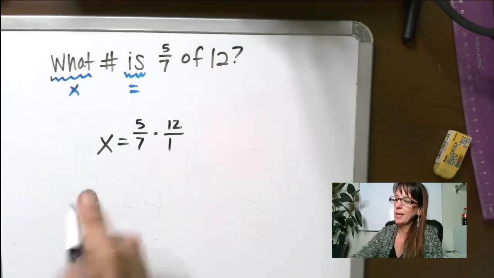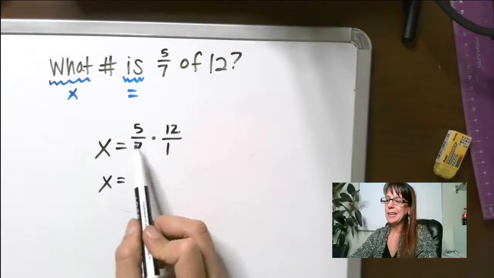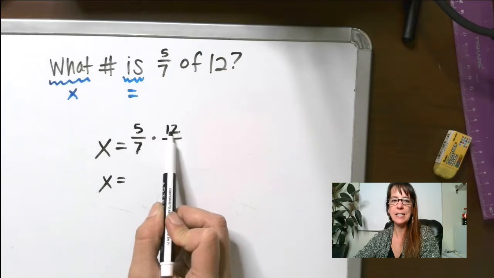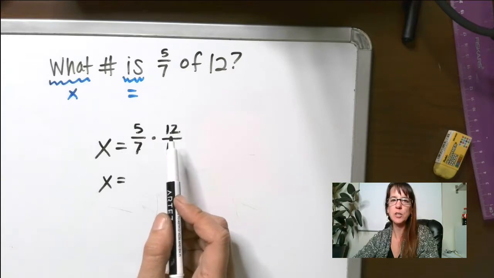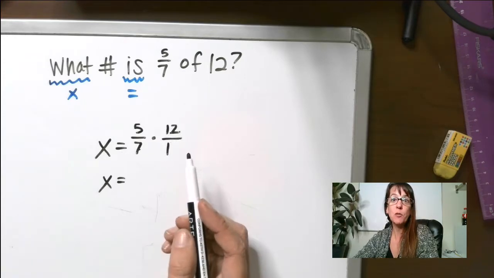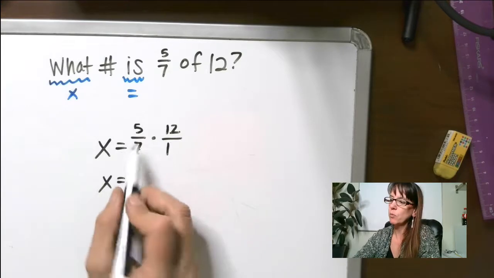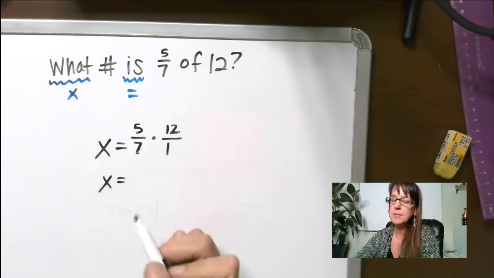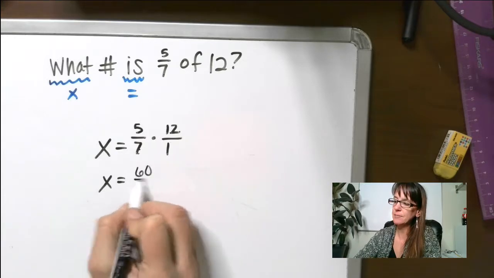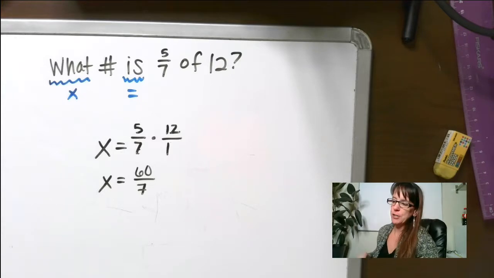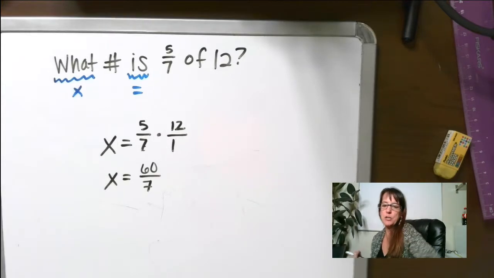All right, so x equals, guys, 7 is a prime number and I can't cancel it out. There's no 7 hidden in here, right? 12 is really just like 3 times 4 or 3 times 2 times 2. None of those are 7. So we're just going to have to do the math. 5 times 12 gives me 60 over 7. And you can leave it as an improper fraction. If you'd like to convert it into a mixed number, you can do that as well.